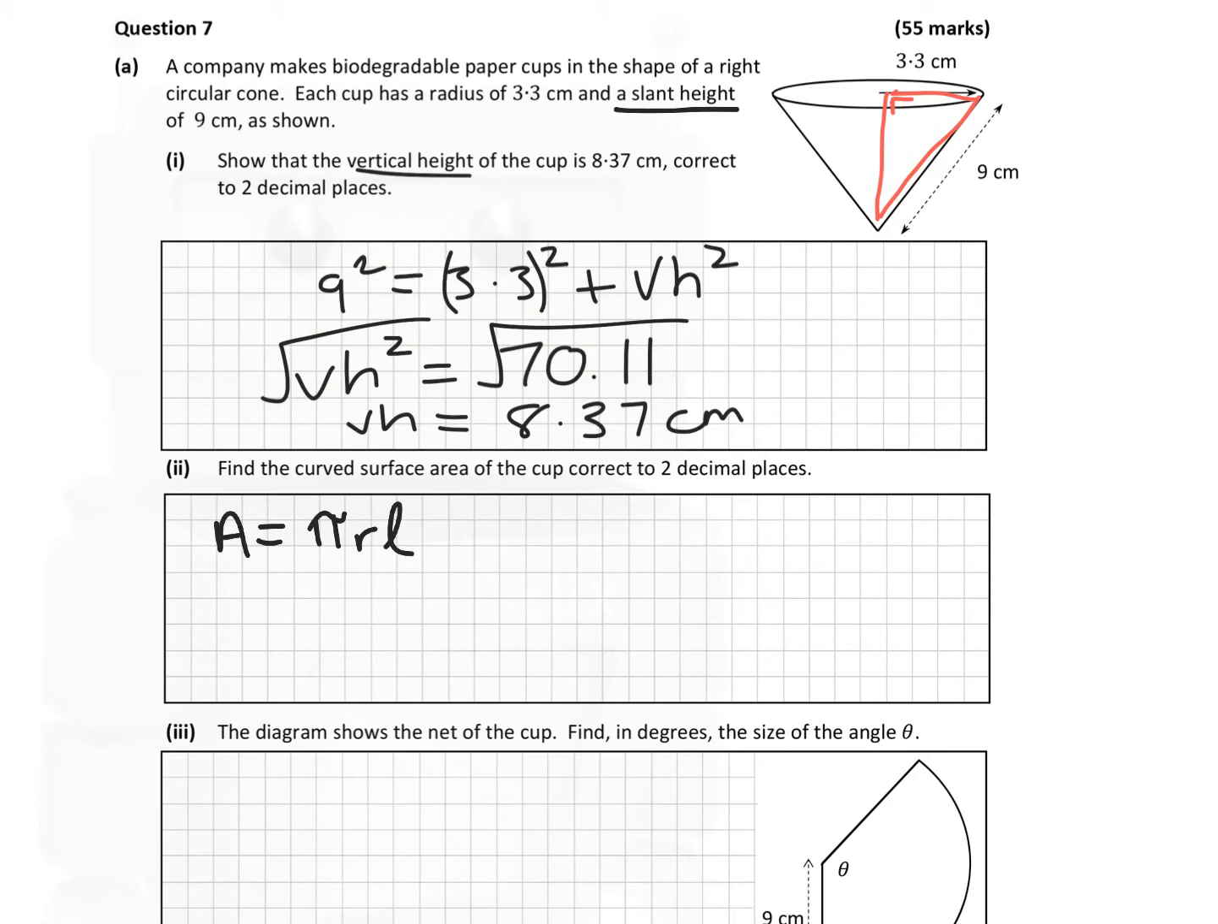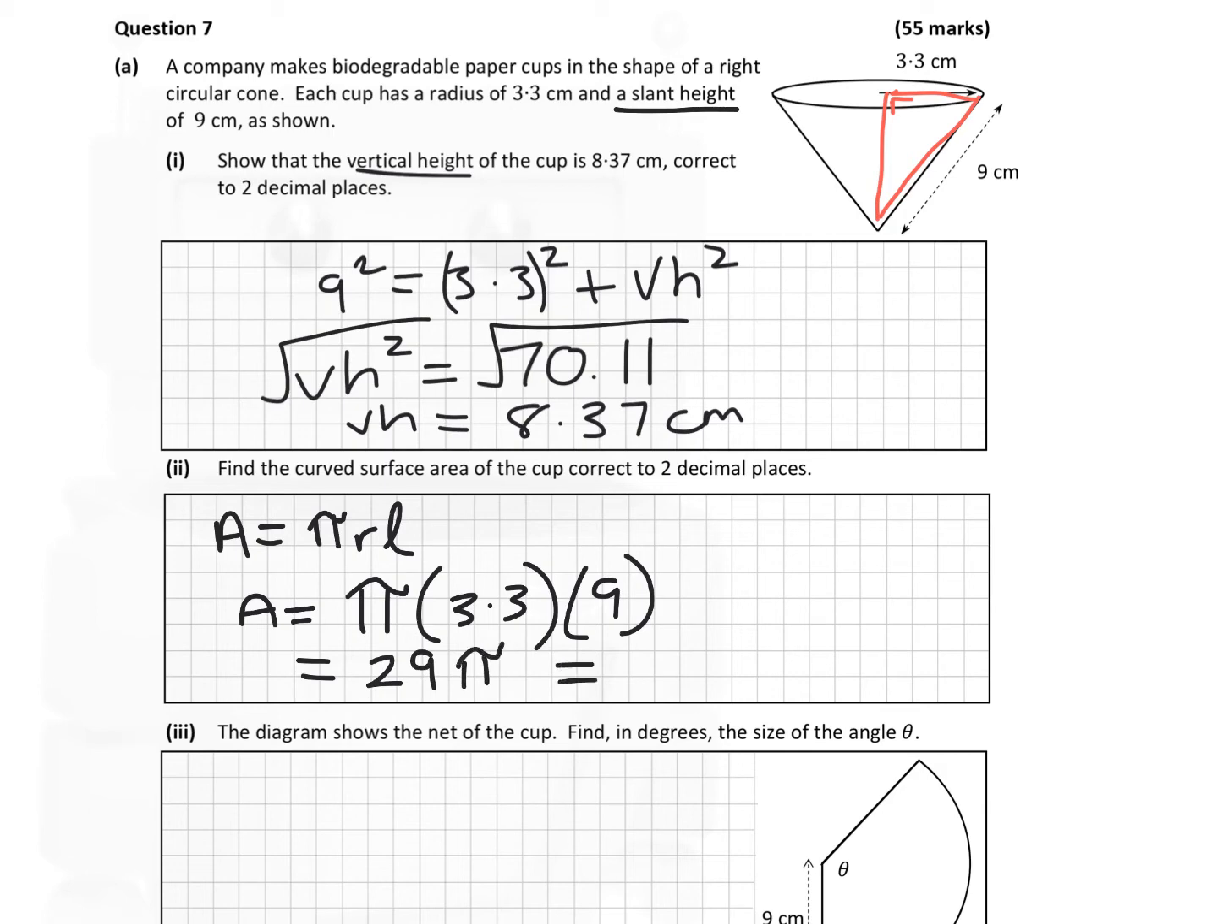So, and they've asked for 2 decimal places, so I would use your pi function on your calculator here. So A is equal to pi, replace R with 3.3, and my height is 9, and that's going to give me, just put an equals down here, 3.3 by 9 is going to give me 29.7 pi, and I'm just going to use the pi function on my calculator, and that's going to give me, to 2 decimal places, 93.305, so that's going to be 93.31 centimeters squared.